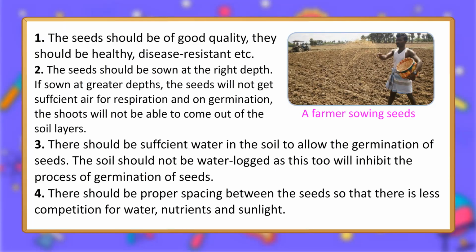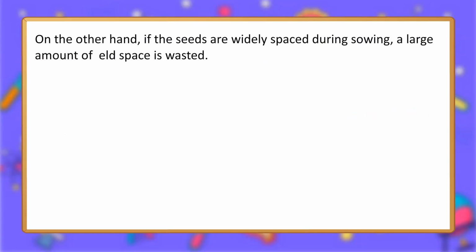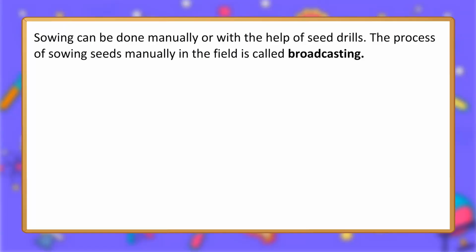4. There should be proper spacing between the seeds so that there is less competition for water, nutrients and sunlight. On the other hand, if the seeds are widely spaced during sowing, a large amount of field space is wasted. Sowing can be done manually or with the help of seed drills. The process of sowing seeds manually in the field is called broadcasting.